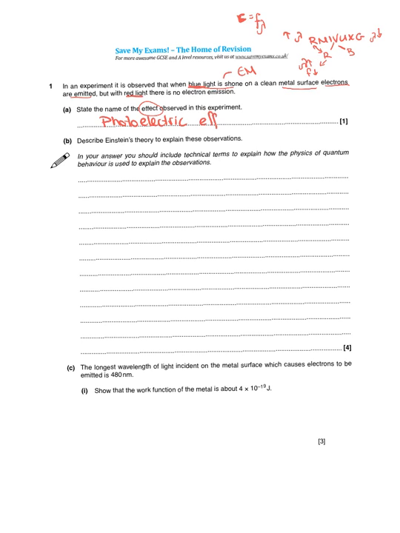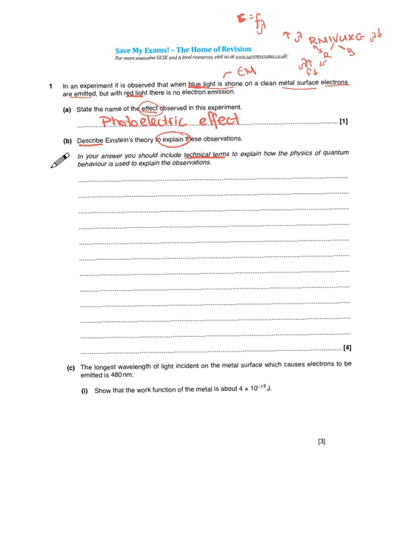And if you notice, since we call it the photoelectric effect, the question hints at it in the name by saying the effect observed. Then we have: describe Einstein's theory to explain. So you need to describe it to explain these observations. In your answer, you should include technical terms. Many of you ignore these parts, so please make sure you don't.